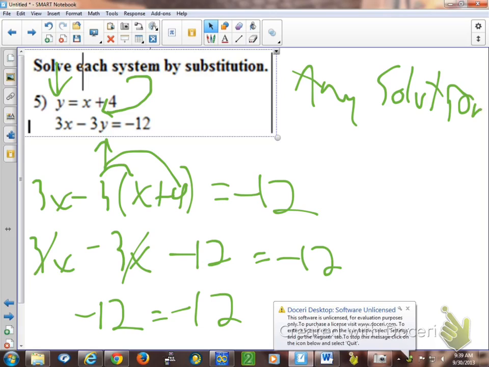What does it mean if it's a false statement? Very good. Let's say it left us with something like 8 equals 12. That's no solution because it's false. So it's either any solution or no solution if the variable completely goes away. That's not going to happen very often. That was kind of a fluke. Usually it's going to work out like the last one, where you get x equals 5 and y equals 2, and that's your answer. But if the variable cancels, which will happen about 1 in every 10 problems, then it's either no solution or any solution.